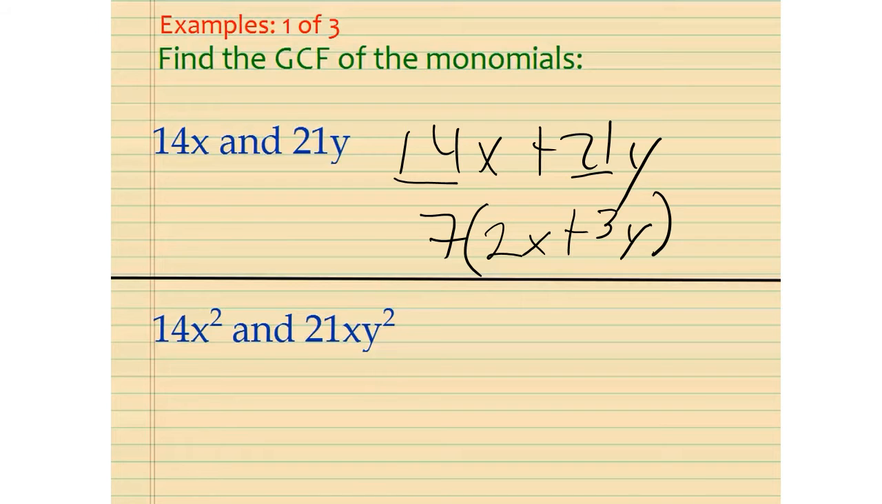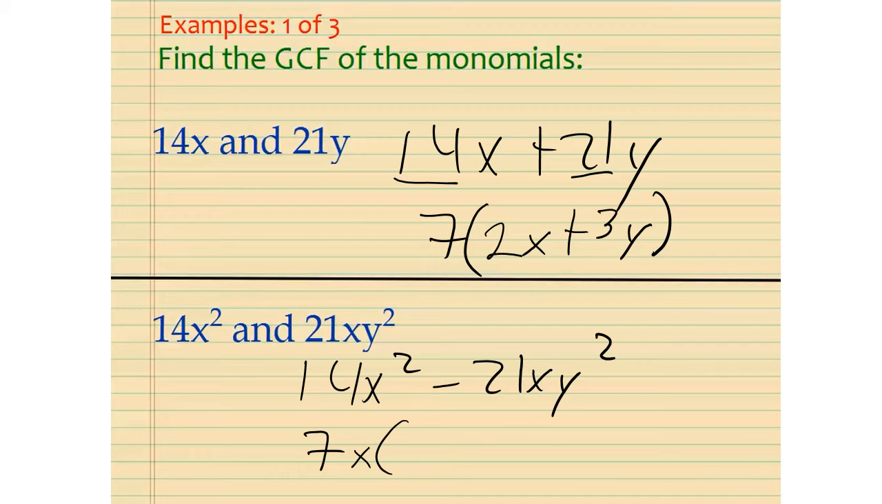I am now going to look at the two terms at the bottom of the screen. 14x squared minus 21xy squared. What is the greatest common factor? Once again, I look at the numbers first. Greatest common factor of 14 and negative 21 is 7. Greatest common factor of x squared and xy squared is x. So I'm going to factor out x, 7x, from each term.